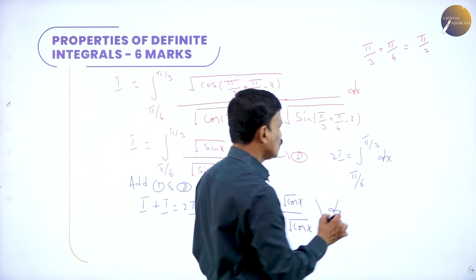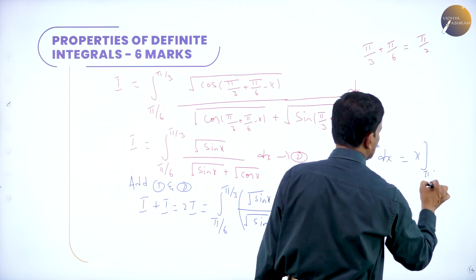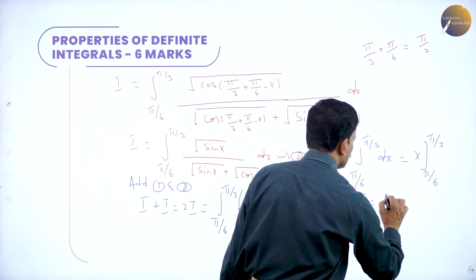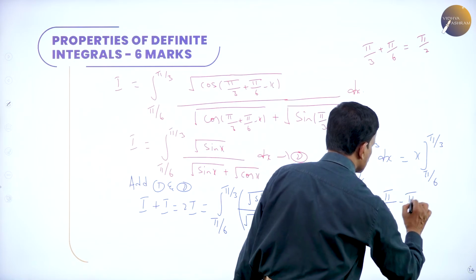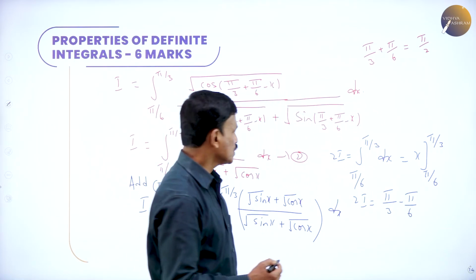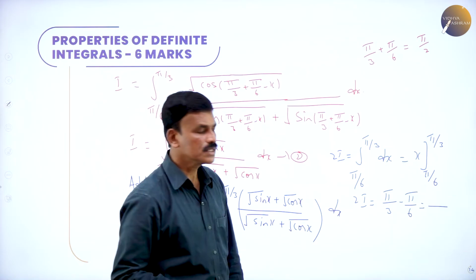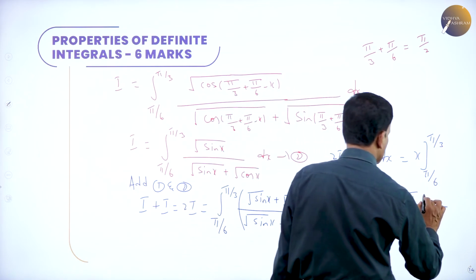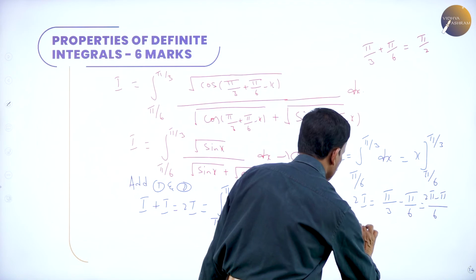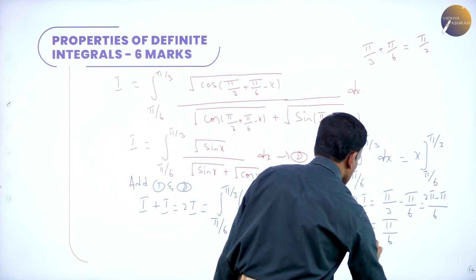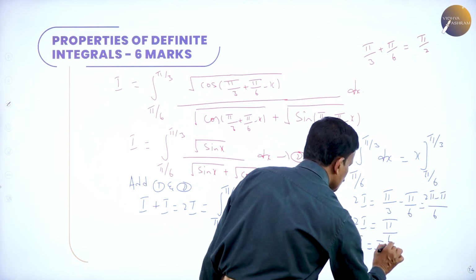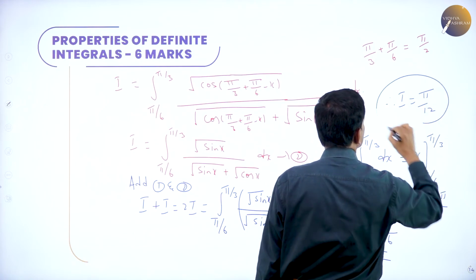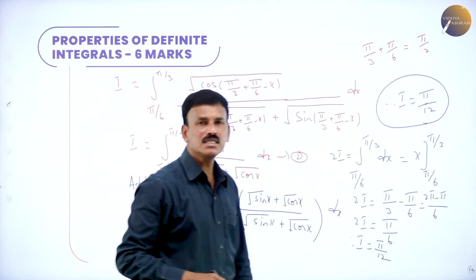Now the integration of dx is x between the limits pi by 6 to pi by 3. Apply the upper limit. So 2I is equal to, first, pi by 3 minus pi by 6. Simplify, you will get the answer. What is this equal to? Take the LCM. 6 is the LCM of 3 and 6. So 2 pi minus pi, 2I is equal to pi by 6. Therefore I is equal to pi by 6 into 2, which is pi by 12. This is the required answer. So the answer is pi by 12.